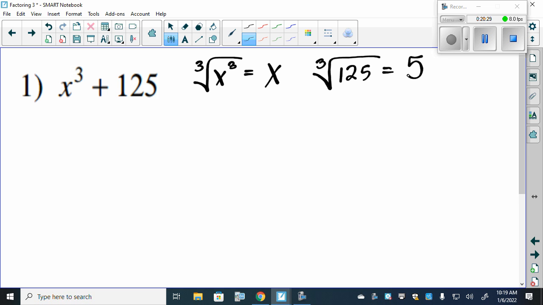And again, we can plug most of these into the calculator. We can't do the variables, but we can definitely take the cube roots of the numbers to see if they work out to be whole numbers. So what that tells us is that this here is the sum of perfect cubes. So that means we can factor this using the sum or difference of perfect cubes.